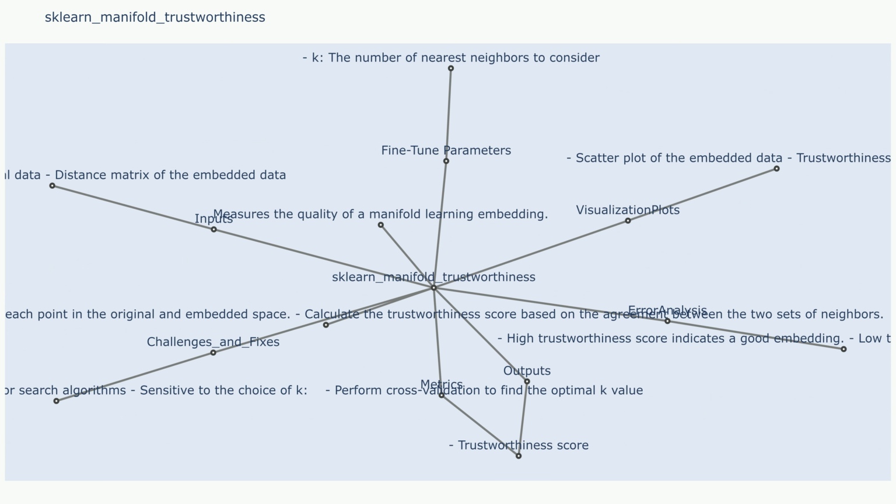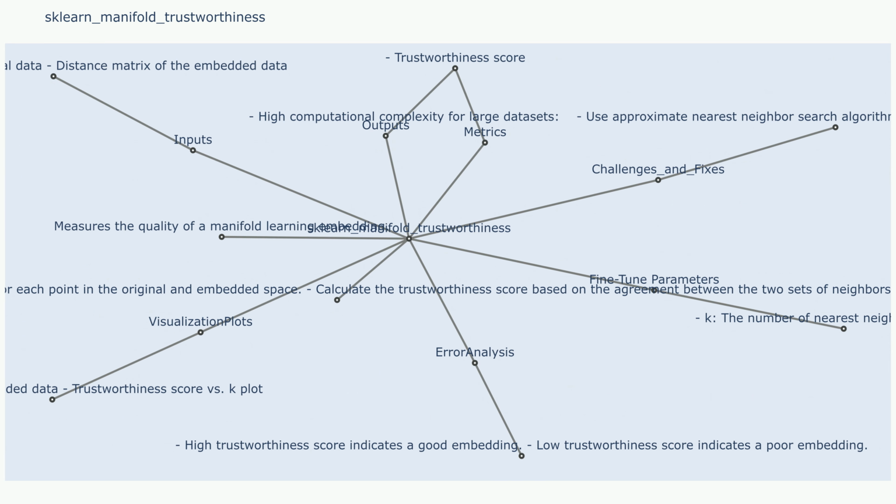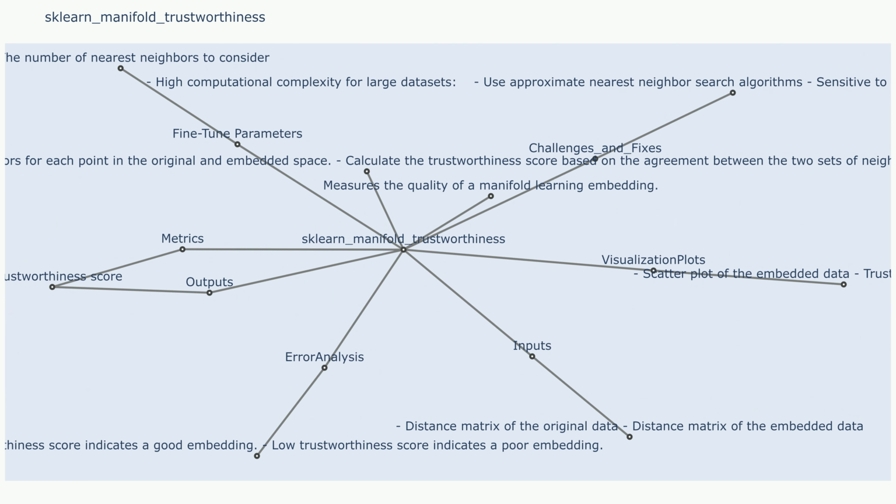Challenge 2. Explain in detail. Nonlinear data. Trustworthiness may not be effective in evaluating the quality of embeddings for highly nonlinear data. The linear assumption underlying trustworthiness might not accurately capture the underlying structure of the data. When using manifold learning to embed data with complex nonlinear relationships, the trustworthiness score may not accurately reflect the quality of the embedding.